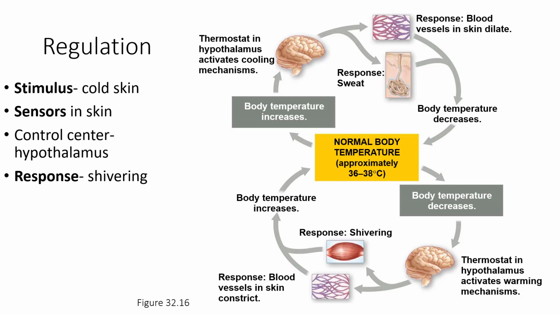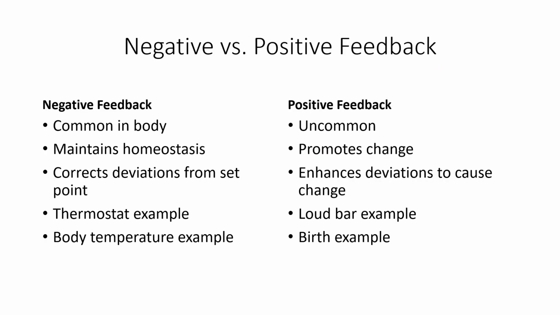And the response is that blood vessels in the skin will constrict, which will mean less heat loss to the external medium. And there will be a response in shivering, which by moving the muscles will increase the body heat. And this response will increase the body temperature, bringing it back to a normal body temperature. We are looking at negative feedback in these examples.